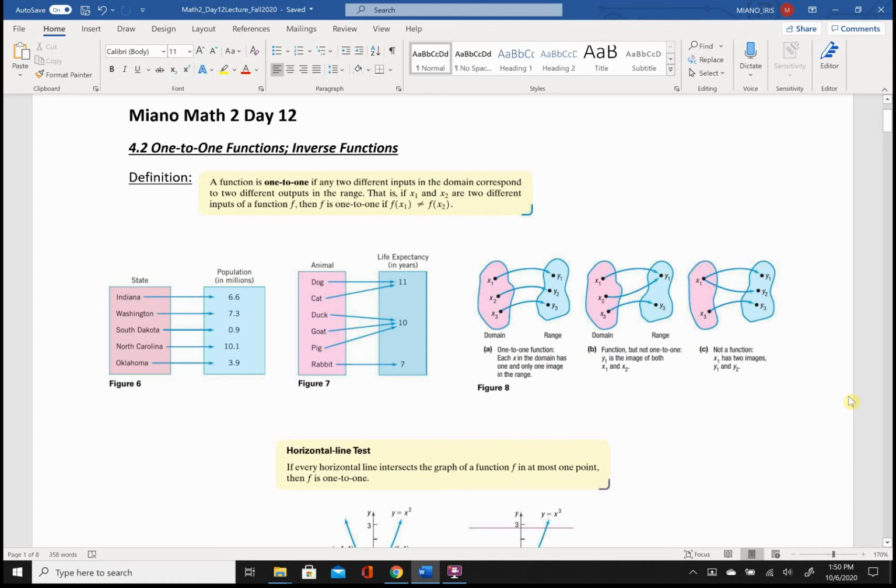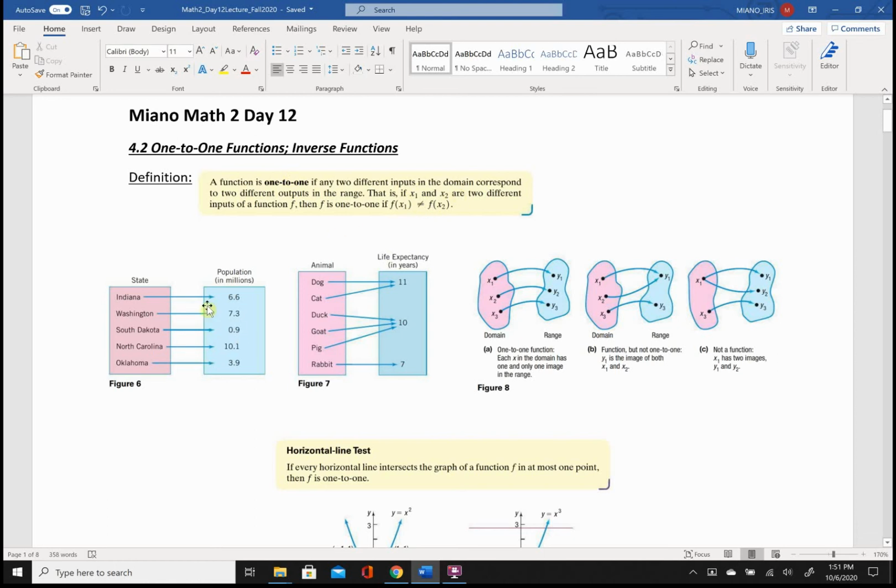Okay, but let's get started in section 4.2 on one-to-one functions and their subsequent items, inverse functions. So we want to first look at the definition, which of course I pulled straight from your textbook, so there is a lot of continuity here. A one-to-one function is one where any two different inputs in the domain correspond to two separate outputs in the range. There's some function notation associated with this as well.